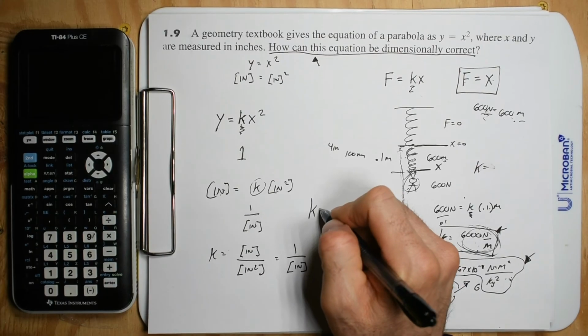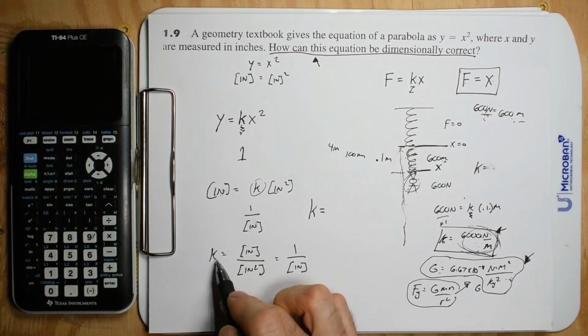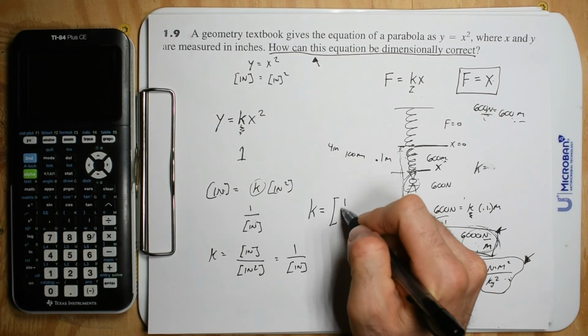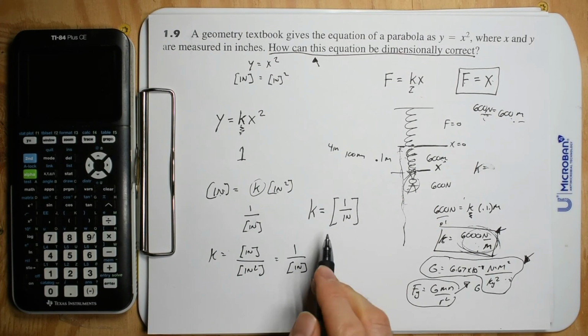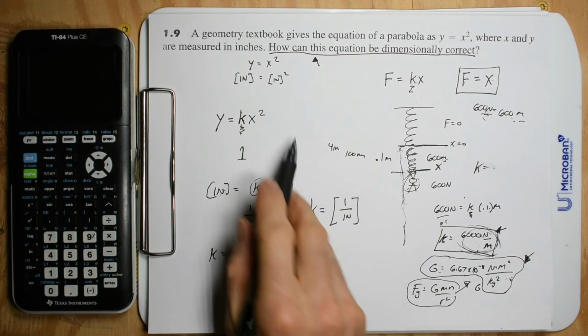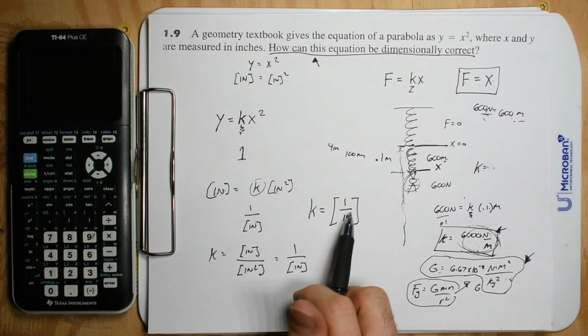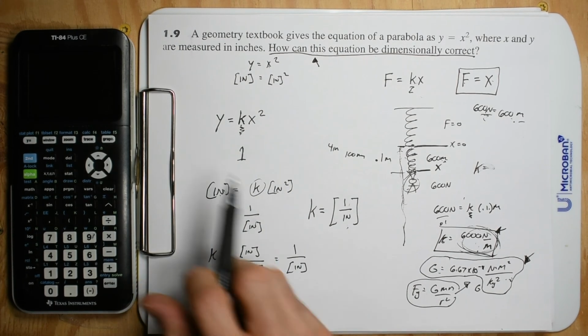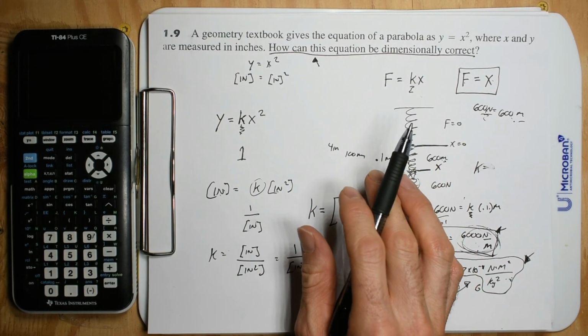It says, how can this be dimensionally correct? Add a constant with units 1 over inch. Because then you'll have inches squared times 1 over inch, that'll be inches, and that'll be dimensionally correct.